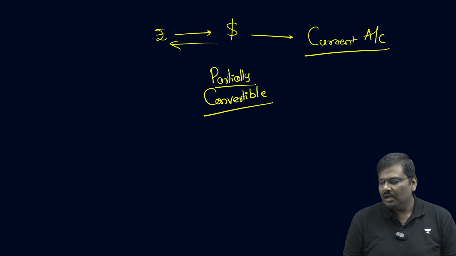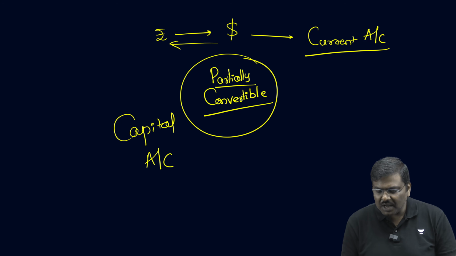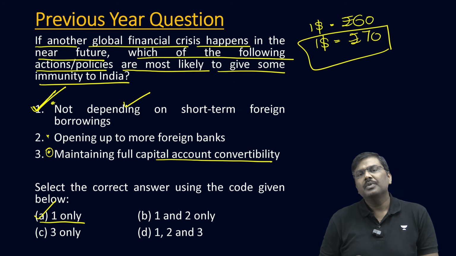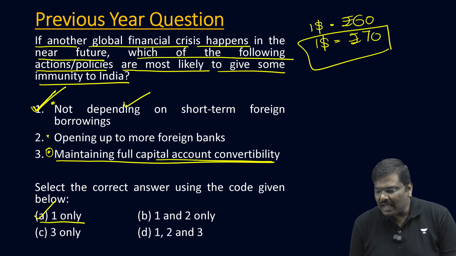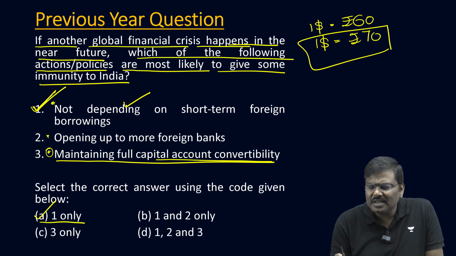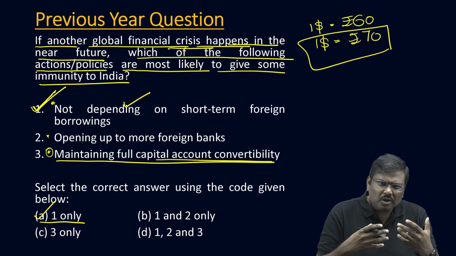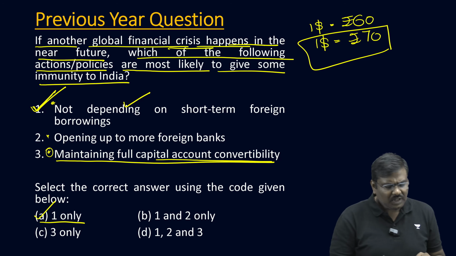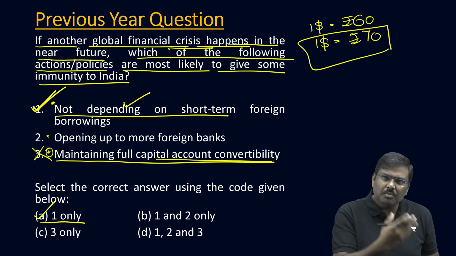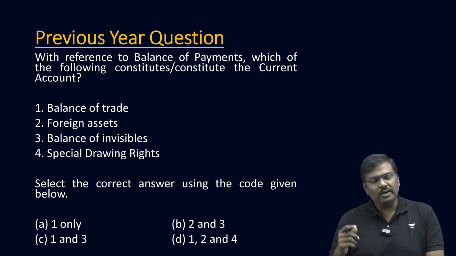Hence, again I reiterate, in case of capital account we have partial convertibility, and in case of current account, we have full convertibility. Please remember. Now look at statement number 3, maintaining full capital account convertibility. If you have full capital account convertibility and there is a crisis, don't you think there will be a sudden outflow of dollars from India? Do you think you are providing immunity to India? No, you are not providing immunity. So statement 1, not depending on short-term borrowings will provide certain immunity, is absolutely the right option. Hence, A is the right option.